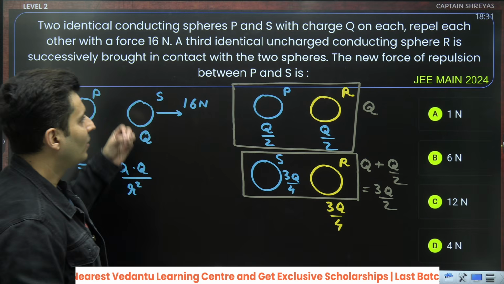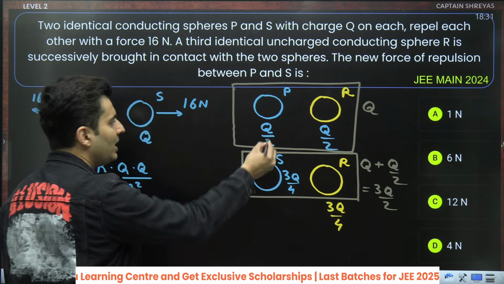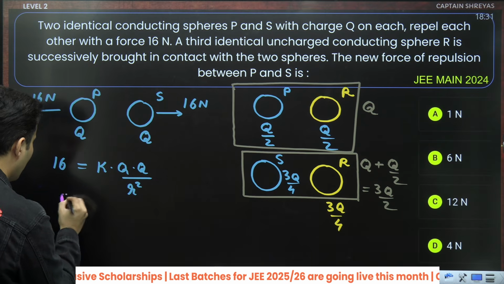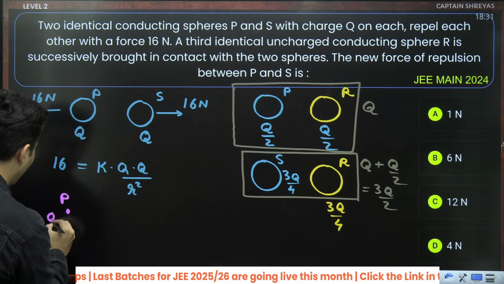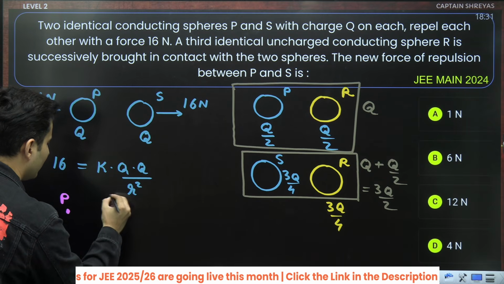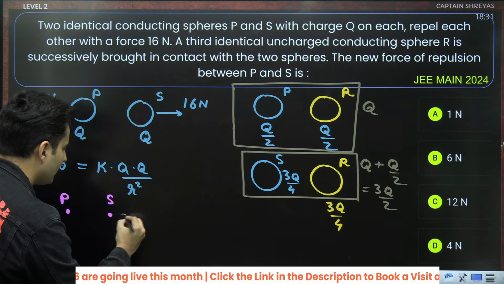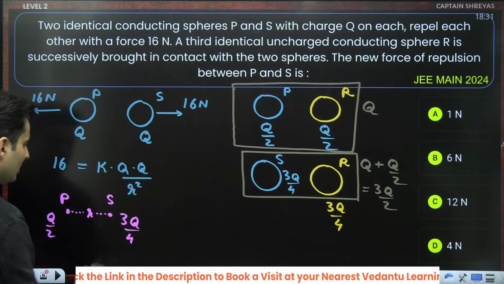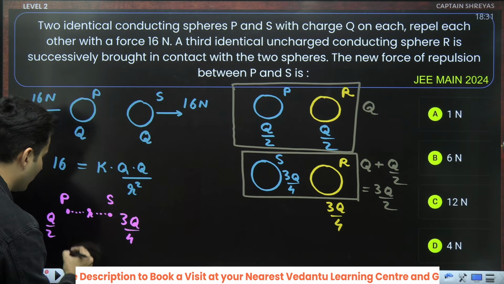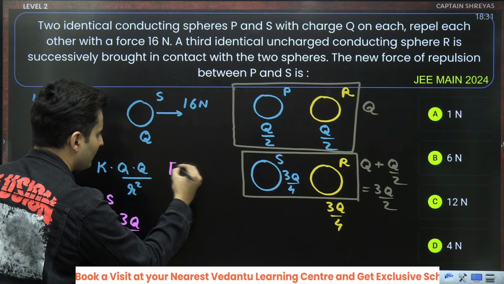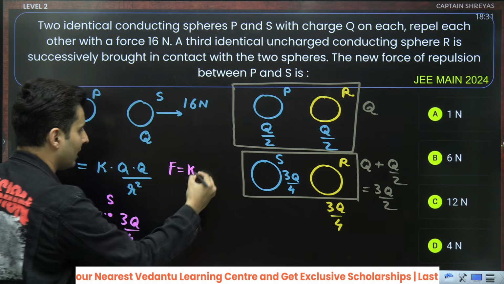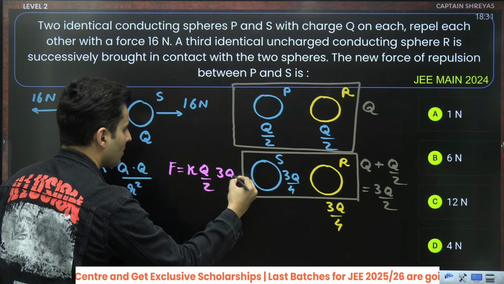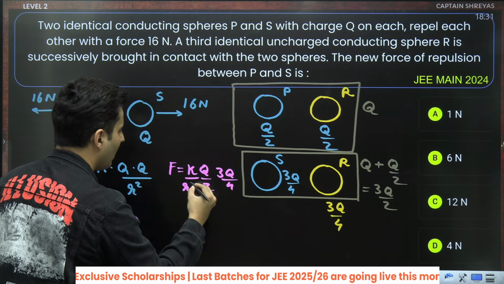Now let's come back. What is the new force between P and S? P has now, in the new scenario, how much charge? It has Q by 2 charge. And the sphere S has how much charge? It has 3Q by 4 charge. The separation between them is the same. So the new force between them will be given as follows: K into this charge, which is Q by 2 into 3Q by 4, the whole thing divided by R square.